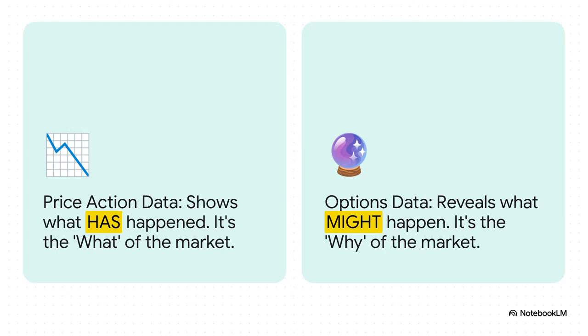This is where things get really interesting. See, price action is all about the past. It shows us what has already happened. But options data? That's about the future. It shows us what the market thinks might happen. It's the difference between knowing the what and understanding the why. It's how they decode what the market is really thinking.